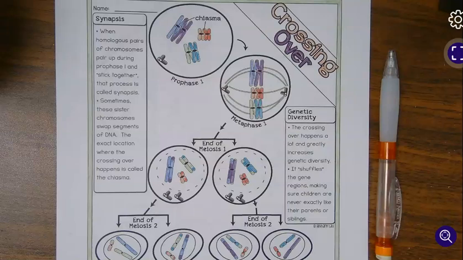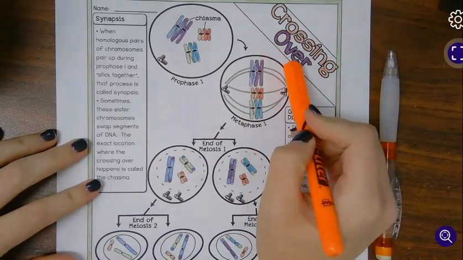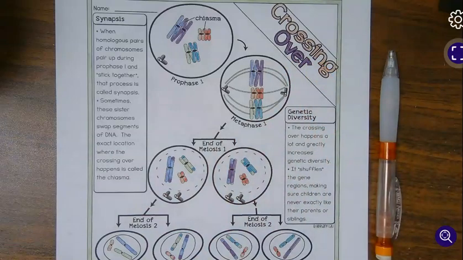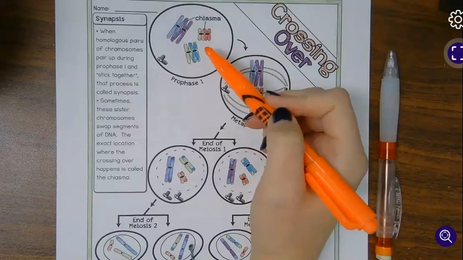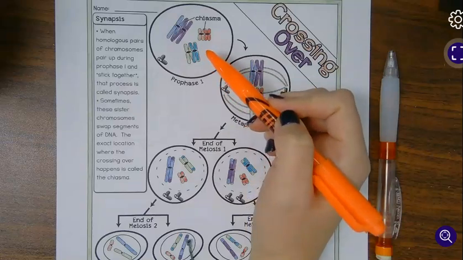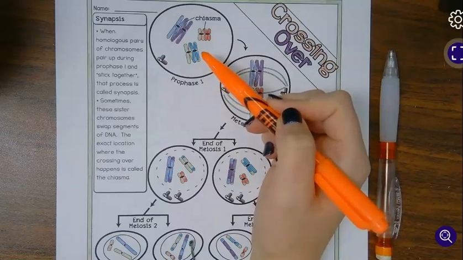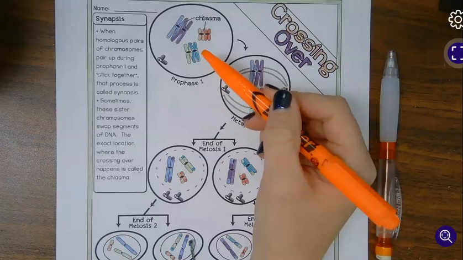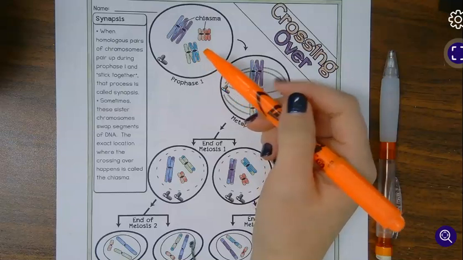Hey there, in this lesson we are going to continue talking about genetic diversity and we're going to fill in our notes on crossing over. So in a previous lesson we talked about how independent assortment of homologous chromosomes during meiosis can lead to an increased genetic diversity in offspring. Well, there is a second event that can occur during meiosis that can also increase genetic variation.